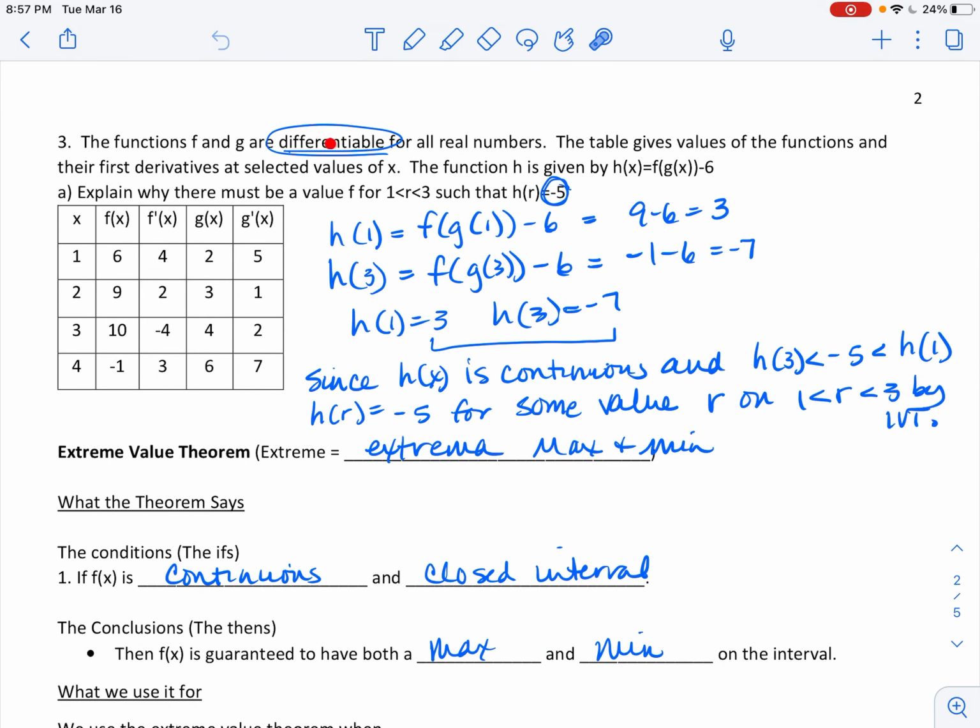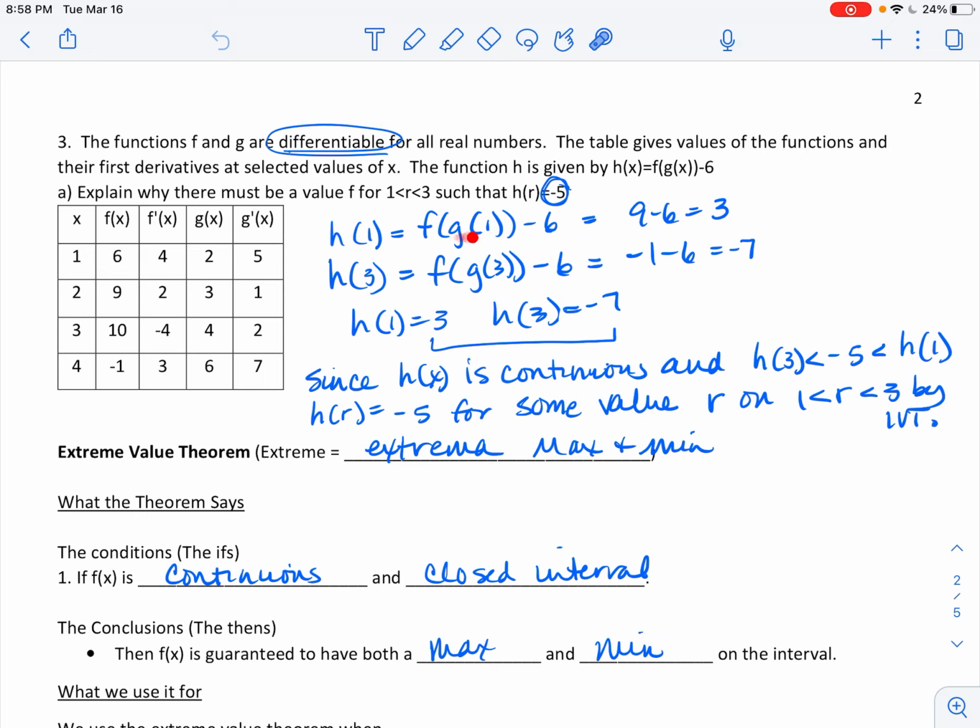Here's another example. The functions f and g are differentiable, so we are meeting that first condition because if it's differentiable, we know that it's continuous. The table gives values of the function and their first derivatives at selected values of x. The function h is given by h of x equals f of g of x minus 6. Explain why there must be a value r between 1 and 3 such that h of r is -5.